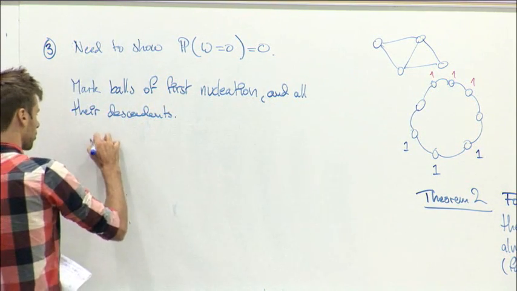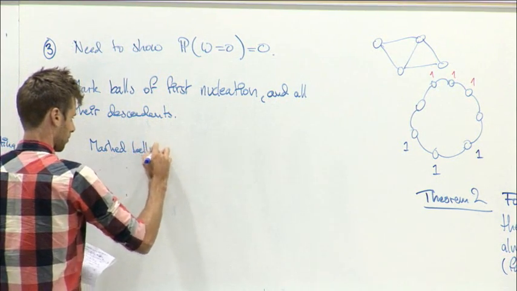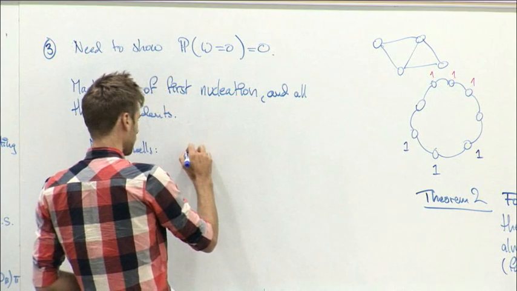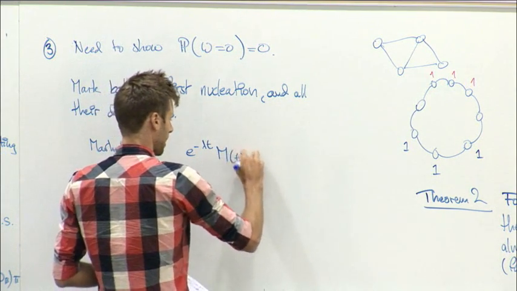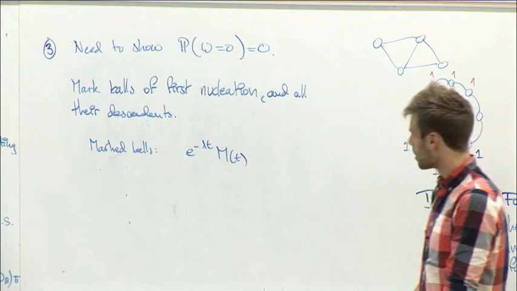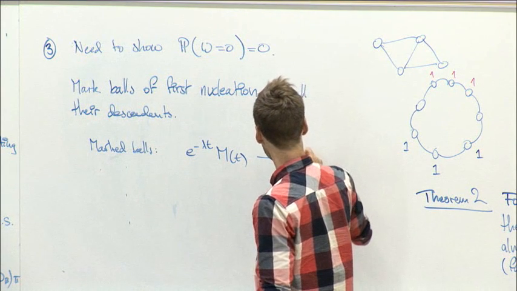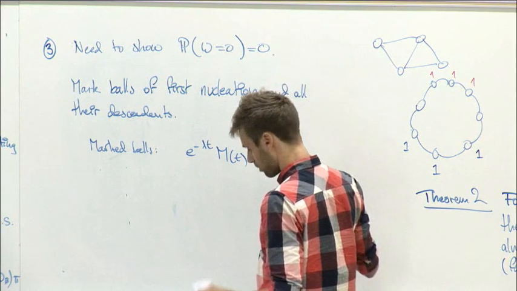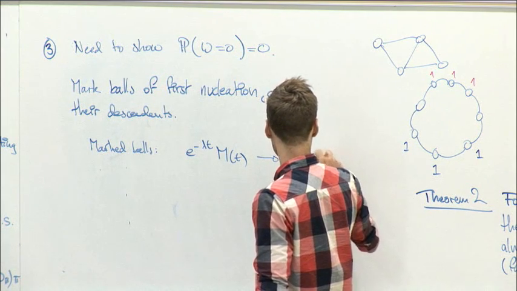So for marked balls, what will happen? Well, let's call them M of T, the marked balls. If I multiply by this, then they will converge again to some random variable WB, if we assume that they're blue.